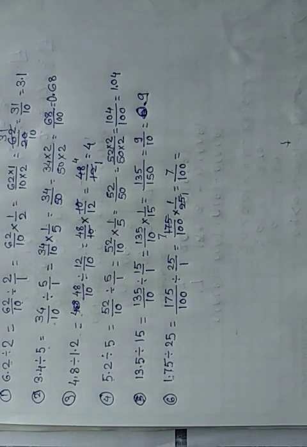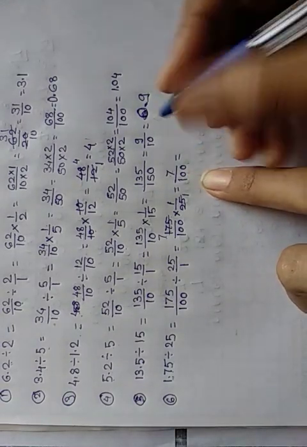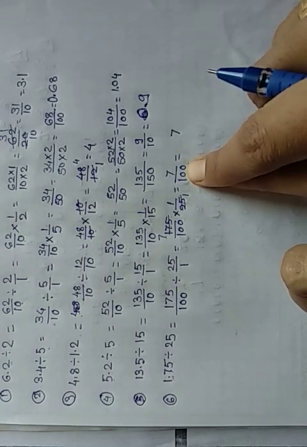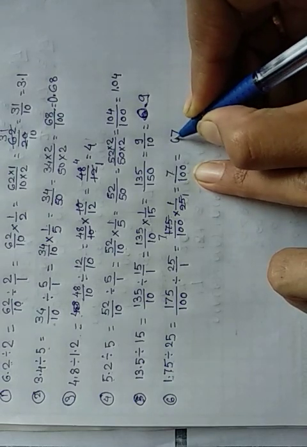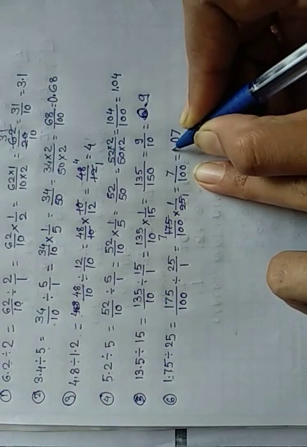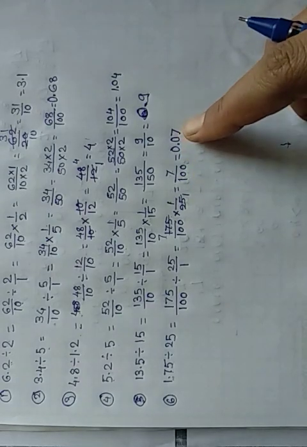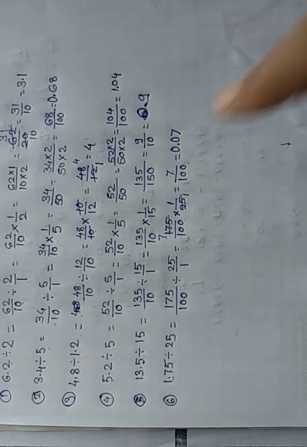Now convert this common fraction into a decimal. The answer is, write down 7. Here are 2 zeros, so leave 2 places from the back side, 1, 2, give a decimal point, add zeros here. How many places are necessary here? Add that many zeros here. So the answer is 0.07.